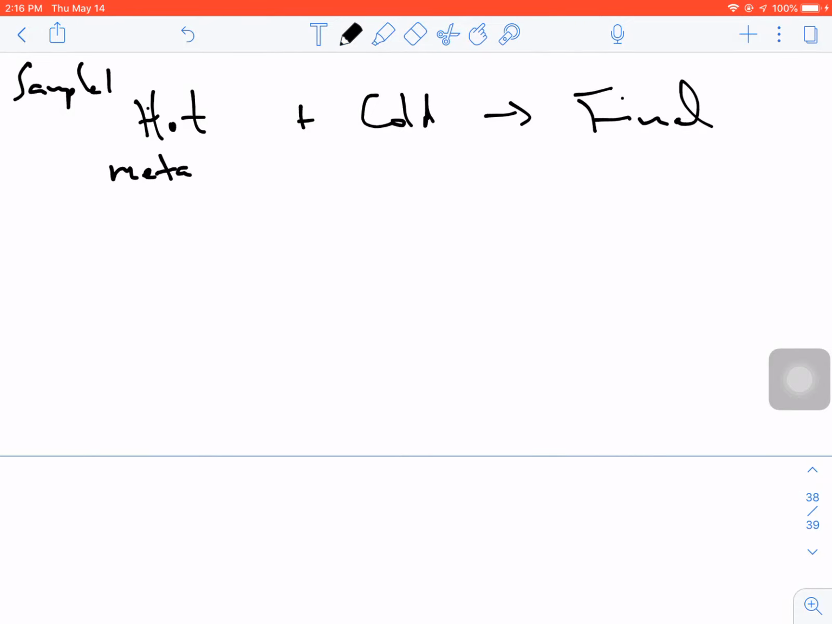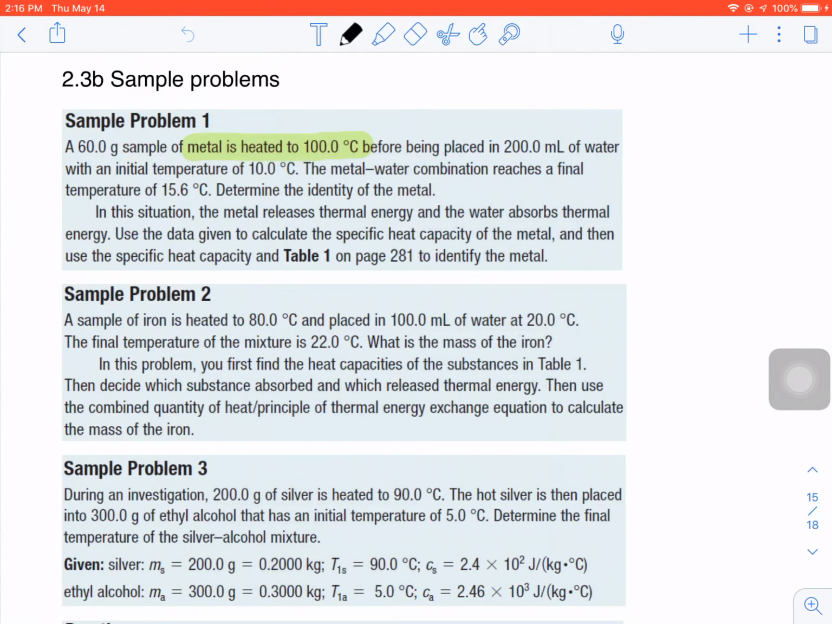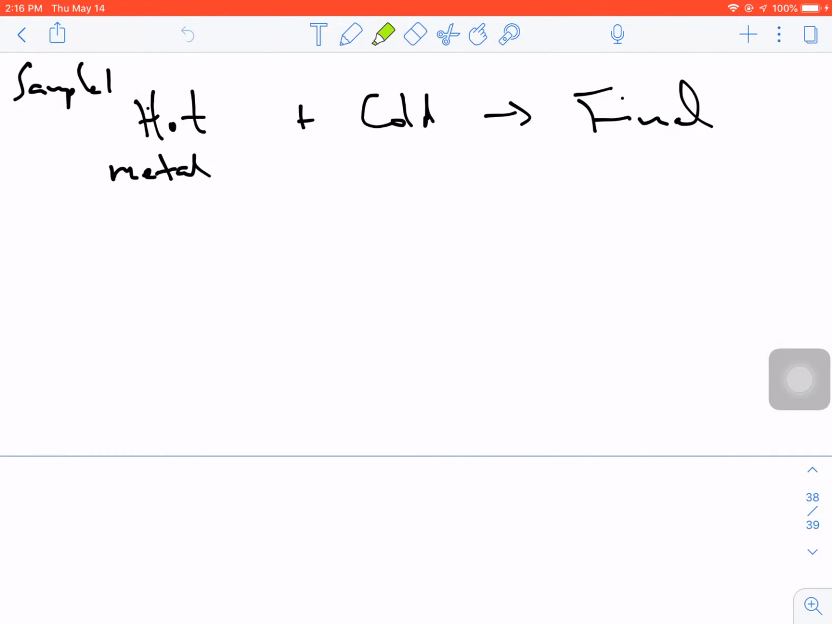Now the question actually says, let me go back to the question just for a second here. Question says, determine the identity of the metal. Okay, that's what the question's asking you to figure out. How am I going to do that? Well, I'm going to have to figure out C for the metal mathematically, and then once I know C, I can use that to determine what metal it is. So I'm going to go back to my whiteboard here, and I'm going to say, okay, hot is the metal, and the cold is the water, which I'm putting the metal into.